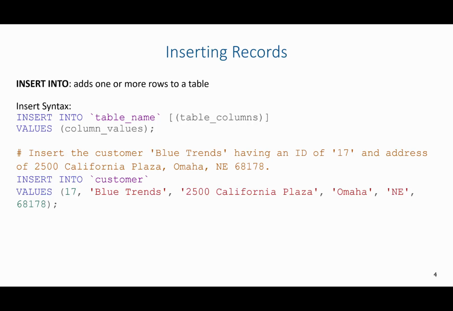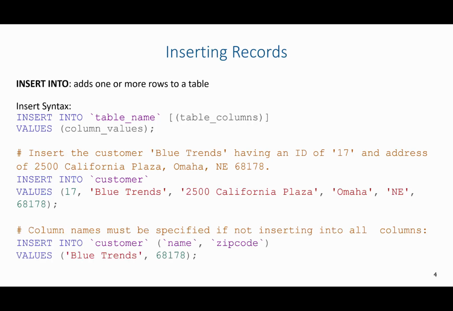city, state, zip code. Now, if I wanted to insert a record without providing values for every single column, I could say insert into customer and then just list out the columns that I want to insert into. So this would be name and zip code. And then I say values, Blue Trends, 68178. So this would only insert values for these two columns and all other values would be null.